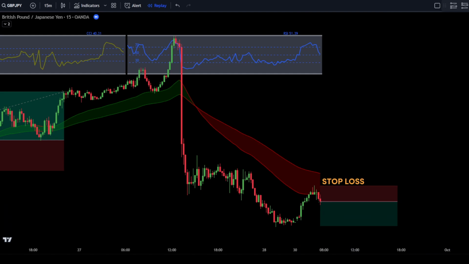Set the stop loss at the last swing high. Use a take profit target with a risk to reward ratio of 1 to 1.5.